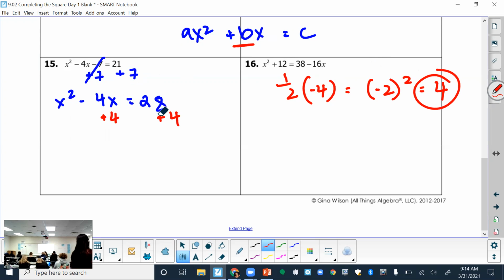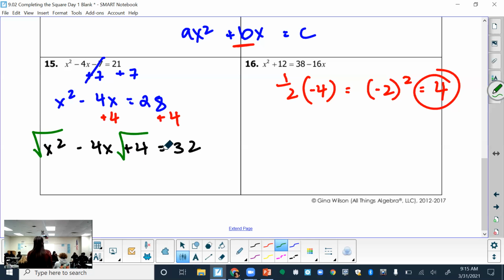If it seems weird, why would I do that? That's how we're completing the square. So on the left side, you shouldn't have to combine anything. You just have to write it next to it. On the right side, what's 28 plus 4? 32. Now factor your trinomial.